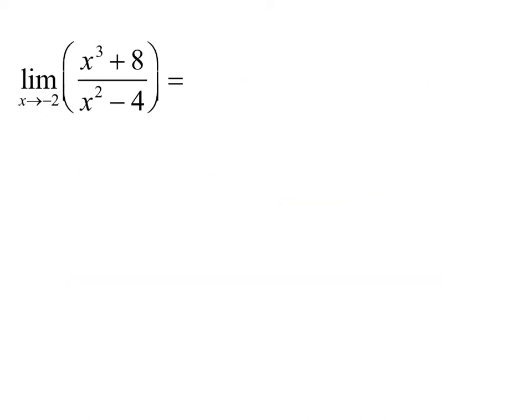So here's one. We have the limit as x approaches -2 of this function, and on this one, I can't plug in -2. It's not in the domain. If I plug in -2, you get 0 in the denominator. So when you have something like this, the first thing you always want to check is to see if you can factor it. So this one does factor, so go ahead and pause the video and factor this completely.